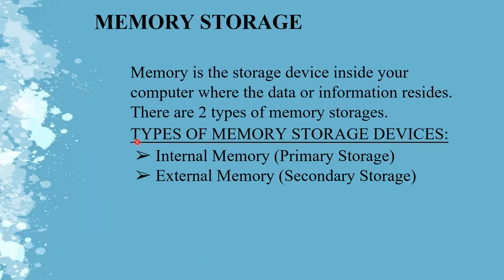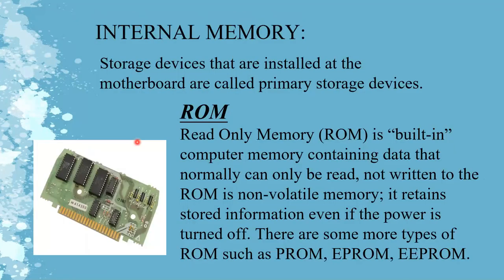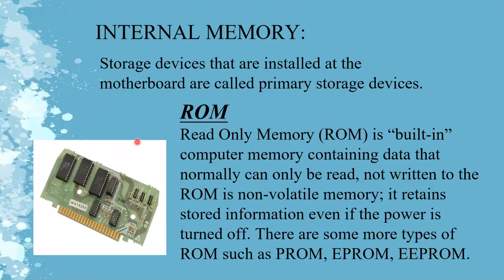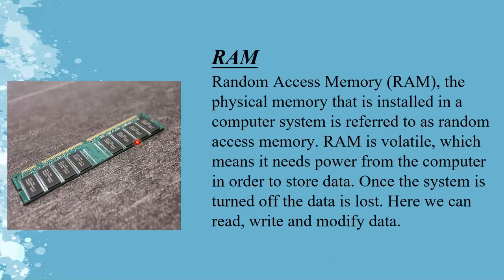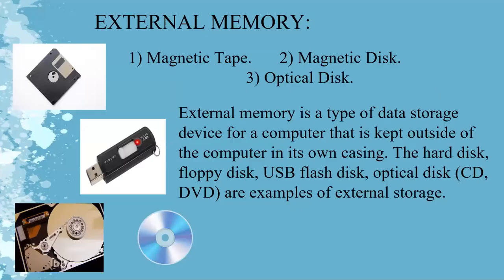Memory storage, types of memory storage, internal and external. I showed you the diagram of RAM here and the slots of RAM in which we can place the RAM and increase the capacity and speed of the computer. And after that, internal memory, ROM and RAM. ROM is the non-volatile memory, and RAM is the volatile memory affected by the electric current. After that, cache memory, which is a quick access of different softwares. External memory, the different devices which are placed from outside the computer to store your data.